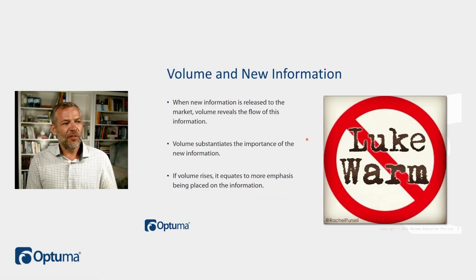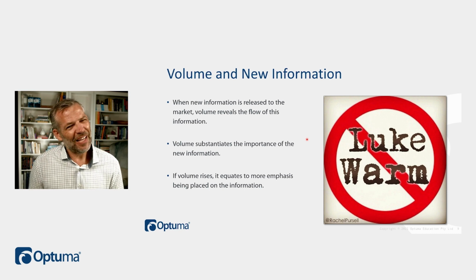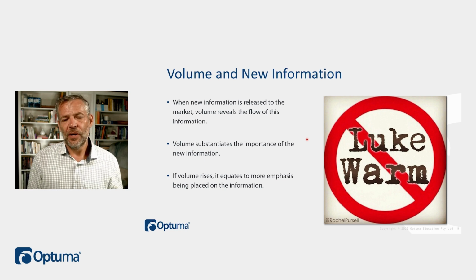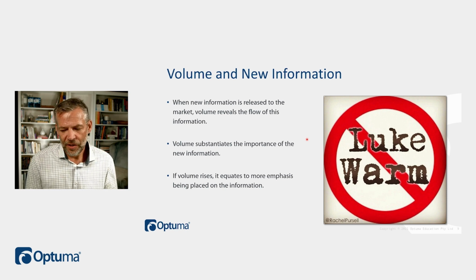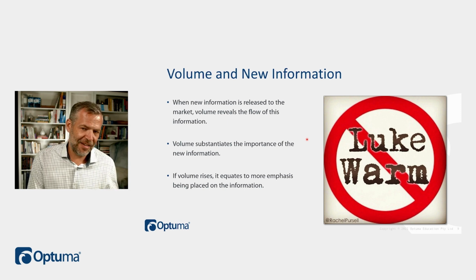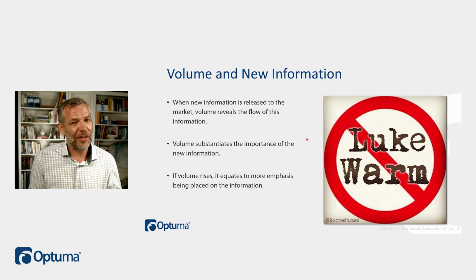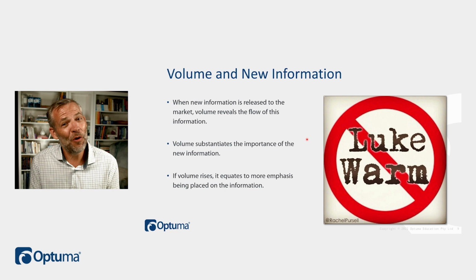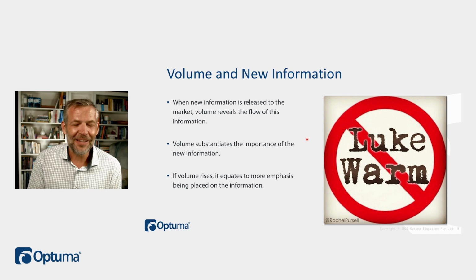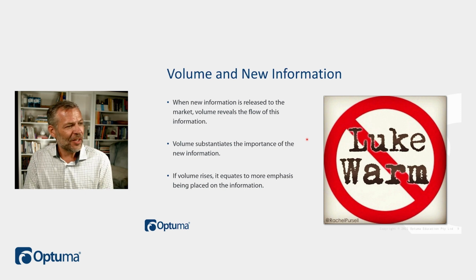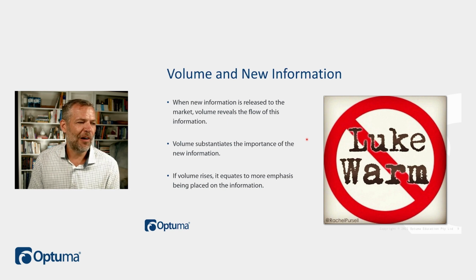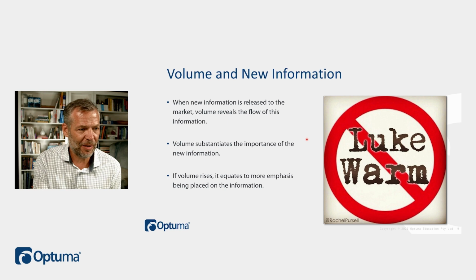When new information is released, volume reveals the flow of the information. Really, how quickly is that information assimilated into price? So the volume will tell us that, because if you see a spike of volume a day later, then you say, well, gee, it took a long time for that volume to have an effect on price. If you see it immediately, then obviously, which is more and more what's happening with the speed of the internet, etc., we do see these things happening a lot faster. So volume substantiates the importance. Really, that's repeating what we said before. If volume rises, it equates to more emphasis being placed on the information.